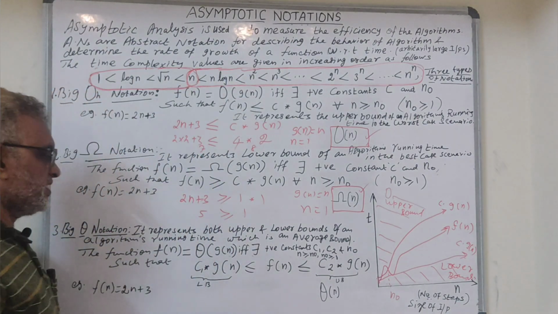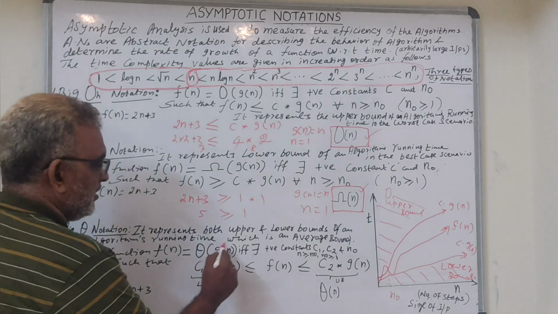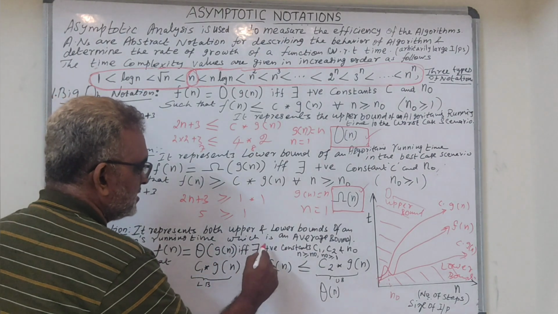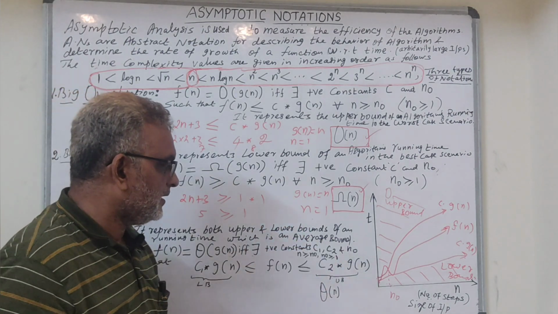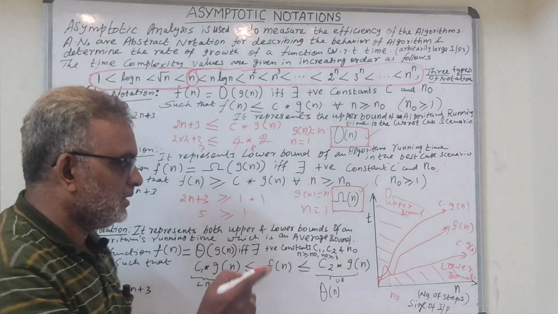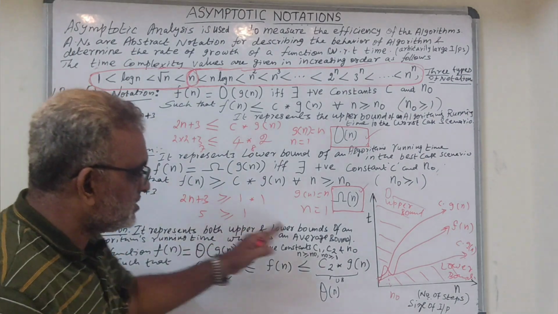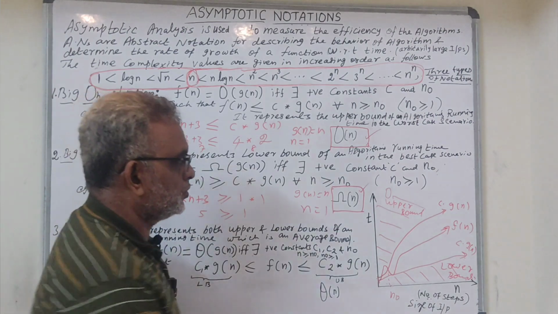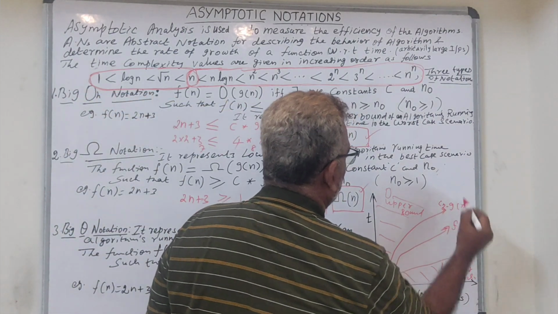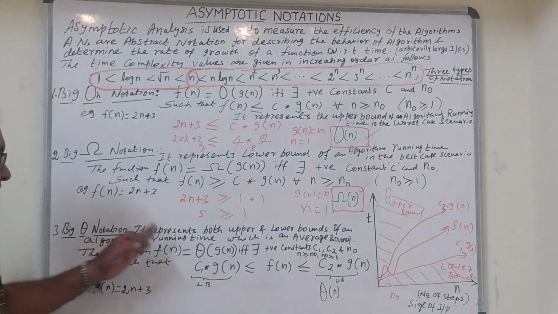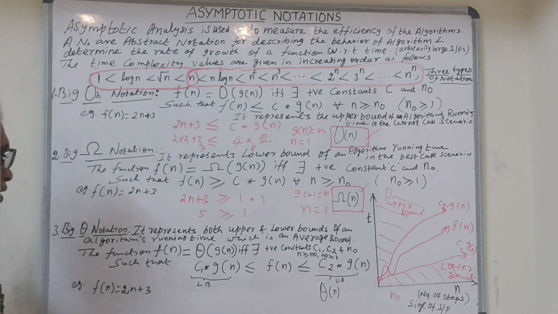As far as theta notation is concerned, the function f of n is equal to theta of g of n if and only if there exist positive constants c1 and c2 and this n0, because c1 represents the lower bound value and c2 represents the upper bound value. So here this is c1 and this is c2. Okay. So it is an average bound. So it contains both the upper as well as the lower bound.